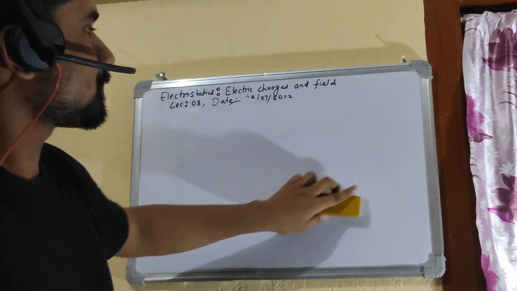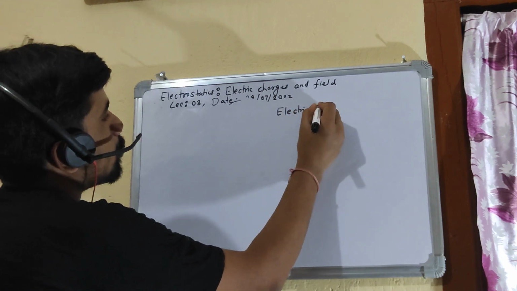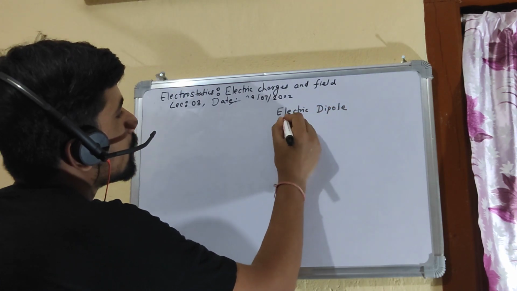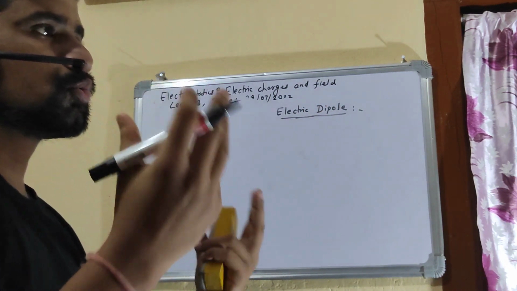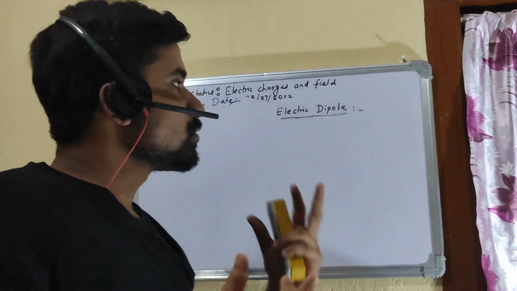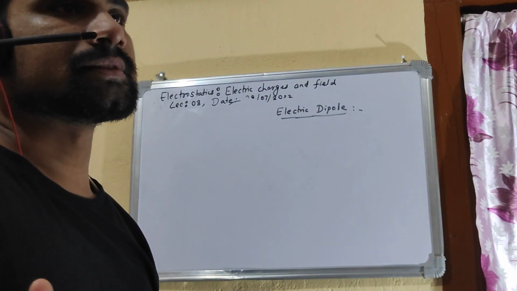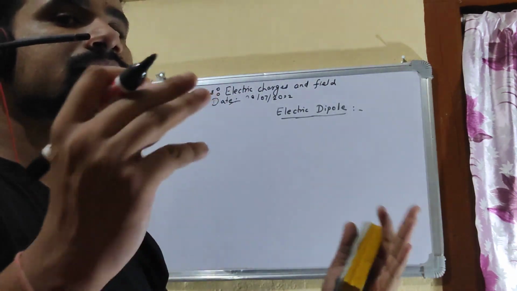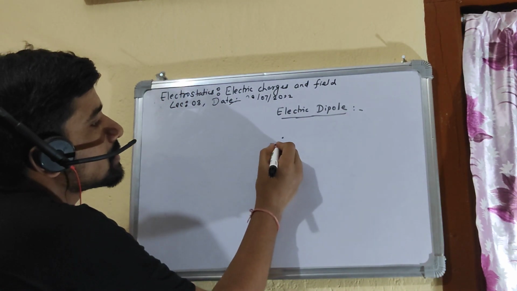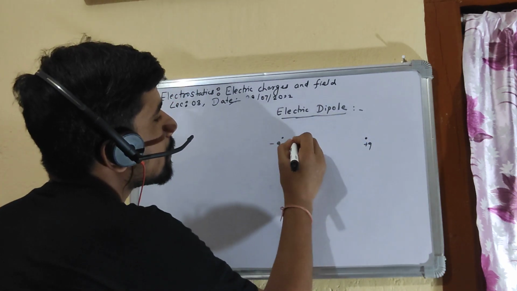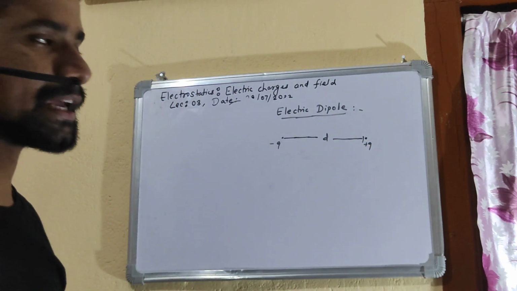So after flux, we have the concept of the electric dipole. The name itself says that this is a dipole, right? Dipole means we have two poles, two different charges. So a dipole is nothing but two opposite-nature charges separated by some distance. Two equal and opposite charges separated by some distance is a dipole. Okay. So let's say minus q and plus q. These two charges are equal and they are separated by some distance d. So this is nothing but an electric dipole, right?